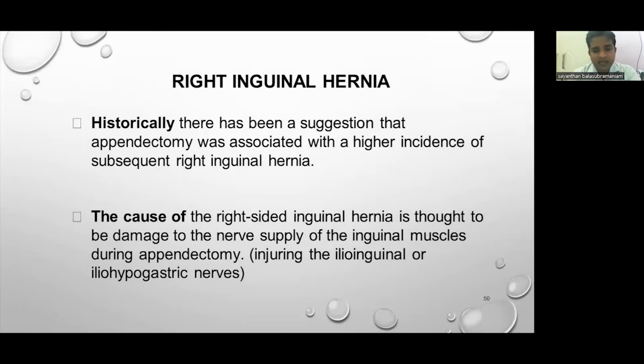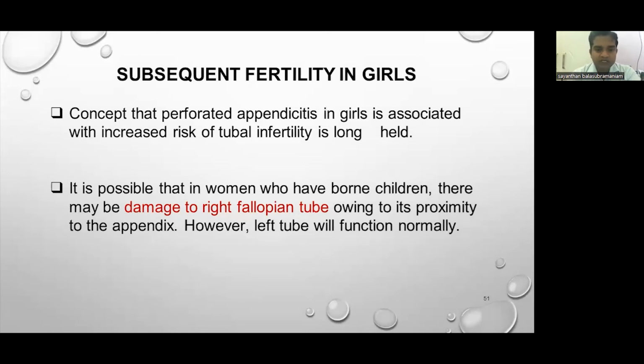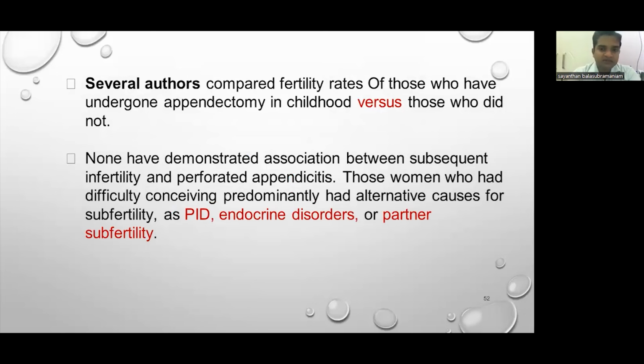Inguinal hernia: again, when we damage the nerves unexpectedly, it may cause weakness in the muscles. So there is some theory that right-sided inguinal hernia occurs in appendicectomy patients, especially open appendicectomy, not laparoscopy. Fertility issues: sometimes the appendix may rupture and cause abscess formation. It will attach to the ovaries as well as the right-sided fallopian tube. Due to blockage and damage of the right-sided tube, there may be a possibility of subfertility in future, but this is not proven. So it is still a theory. Other reasons are also possible. That particular patient may have pelvic inflammatory disease and other things.